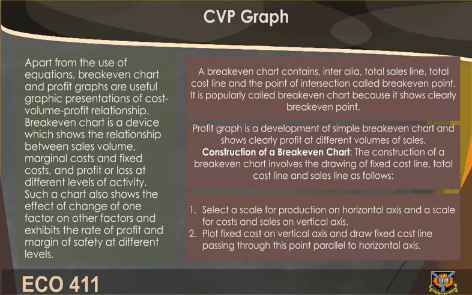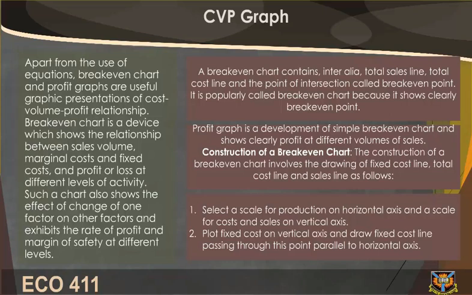CVP graph. Apart from the use of equations, break-even chart and profit graphs are useful graphic presentations of cost-volume profit relationship. Break-even chart is a device which shows the relationship between sales volume, marginal costs and fixed costs, and profit or loss at different levels of activity. Such a chart also shows the effect of change of one factor on other factors and exhibits the rate of profit and margin of safety at different levels.